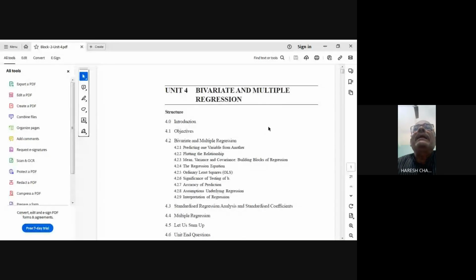Now you see you have bivariate, bivariate means linear, but you have also multivariate regression. And for your information, multivariate regression you cannot calculate by hand. You can calculate, but it requires some advanced mathematical knowledge. Mathematical calculation is required, which we call the knowledge of matrix algebra. That is one kind of algebra which we call matrix algebra.